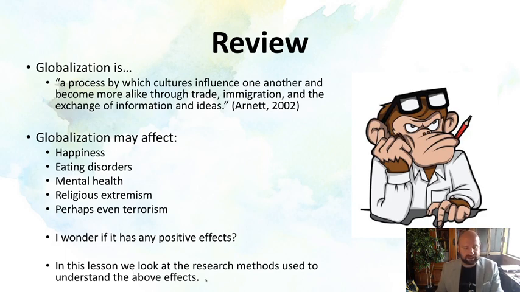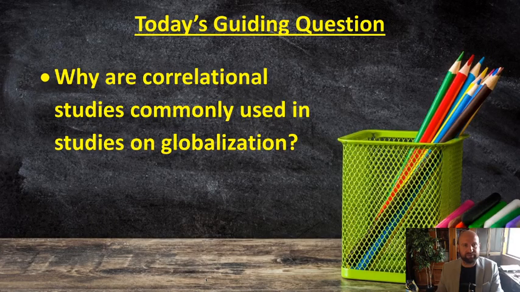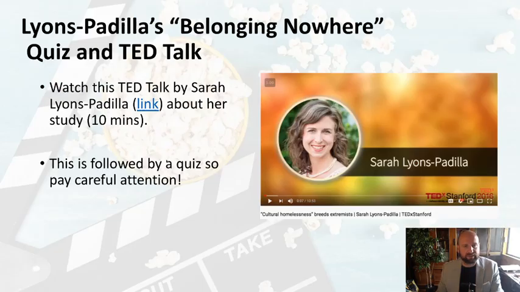Okay, so now we're going to look at understanding the research methods used to understand the above effects. What we're really going to focus on here is correlational studies, since two of the three, if not all three, you can argue that Becker et al. was also correlational, but it's a more common one.